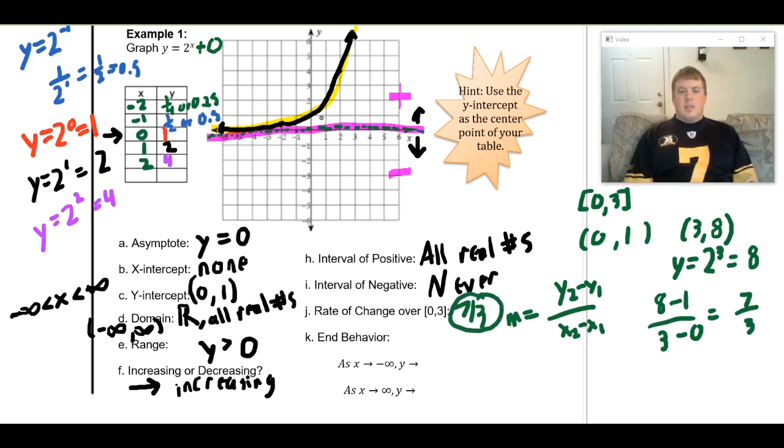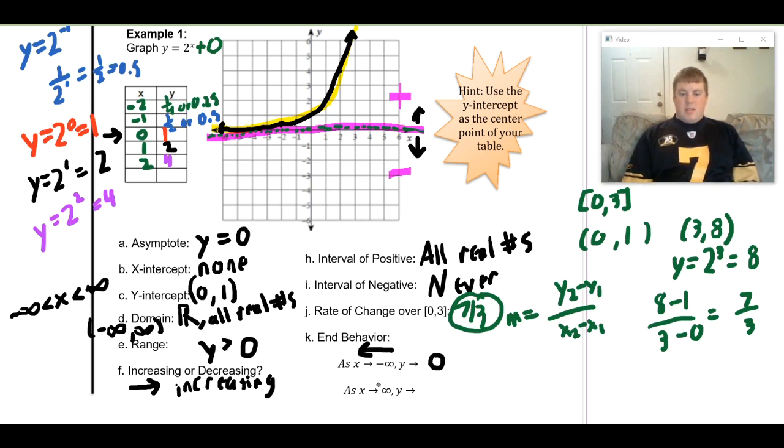Finally, the last characteristic that I'm asked about is end behavior. Now, end behavior we are looking at as x approaches negative infinity. So that means when we're going this way on the graph, we're looking at what happens to y. So as we're tracing the graph and seeing where it's going, we can see that as x continues to go to the left, our y value is going to approach the asymptote. Now we said our asymptote value was 0. So we're going to say as x approaches negative infinity, y approaches 0.